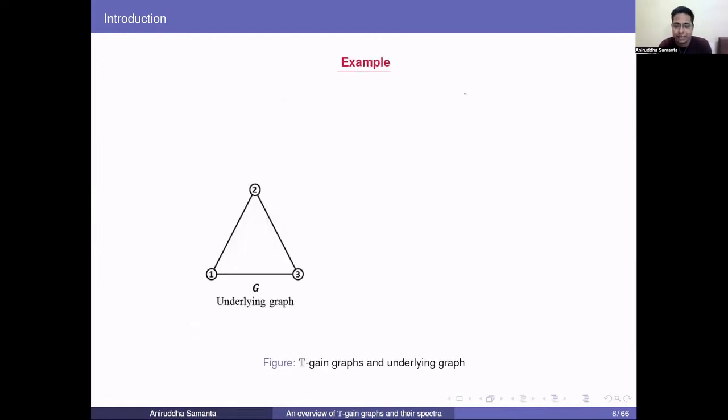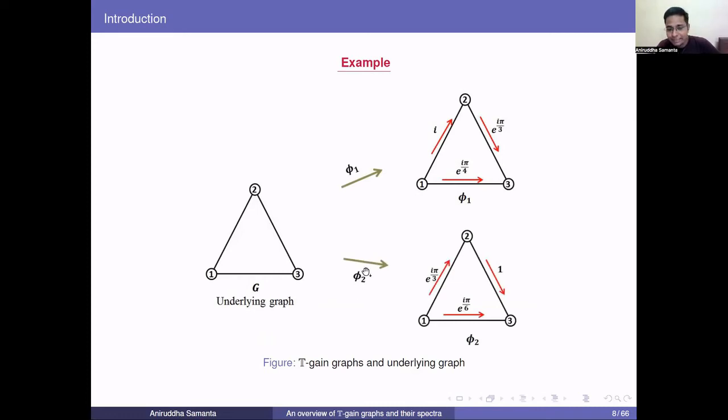Okay, now in one example, suppose G is an underlying graph, or a simple graph. And here is one T gain graph phi 1. In this T gain graph phi 1, we can see that in this orientation our gain is iota. Therefore, the reverse orientation gain is minus iota. Now here we have another T gain graph phi 2. Here we can see in this orientation it is something different, e to the power i pi by 3.